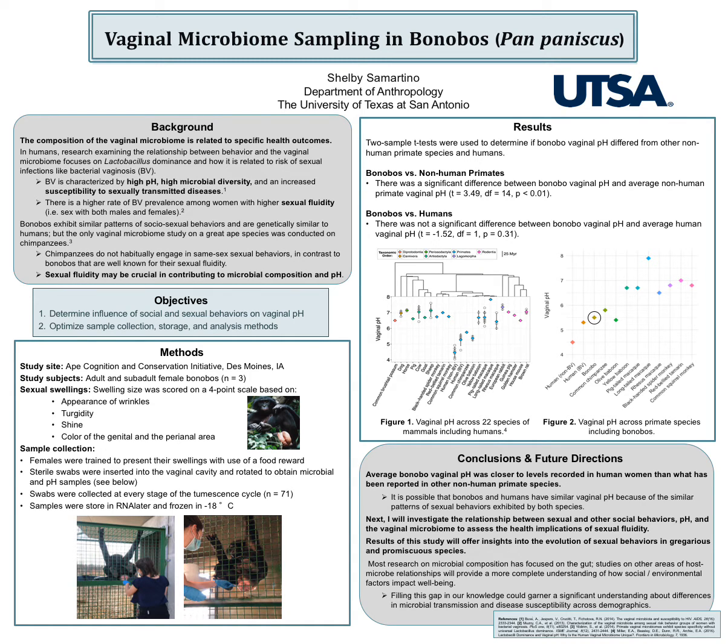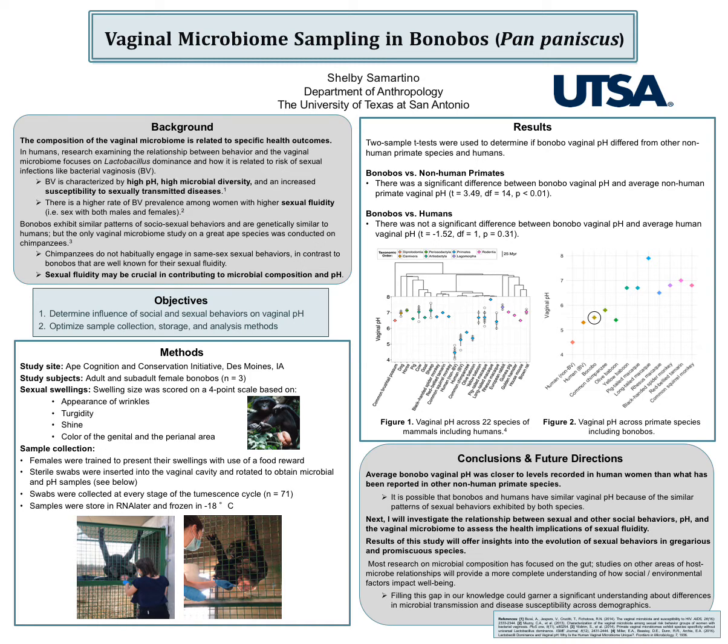Welcome to my talk on the vaginal microbiome sampling in bonobos, or Pan paniscus. A brief background on the vaginal microbiome tells us that its composition is related to specific health outcomes. In humans, research looking at the relationship between the vaginal microbiome and behavior focuses on the abundance of the genus Lactobacillus, as it is related to the risk of sexually transmitted diseases and other infections like bacterial vaginosis, or BV.